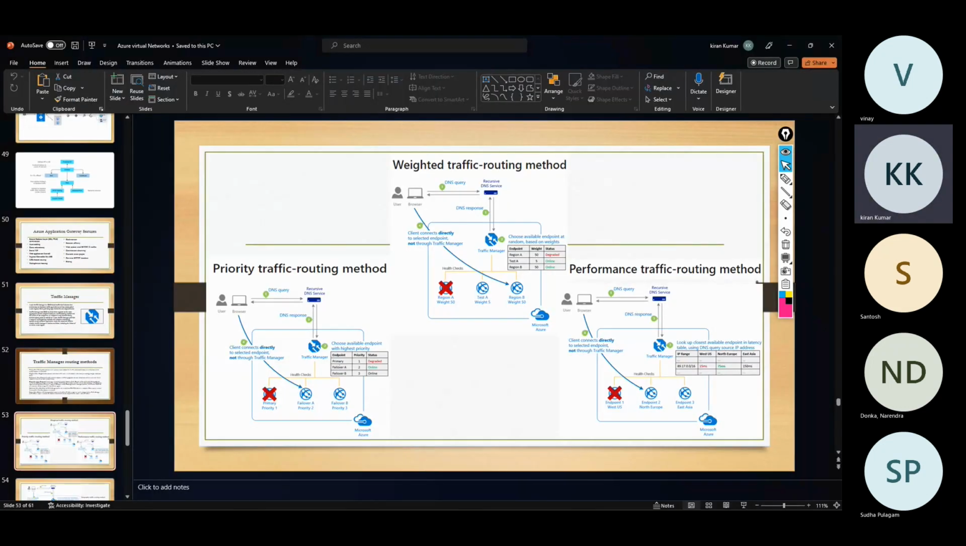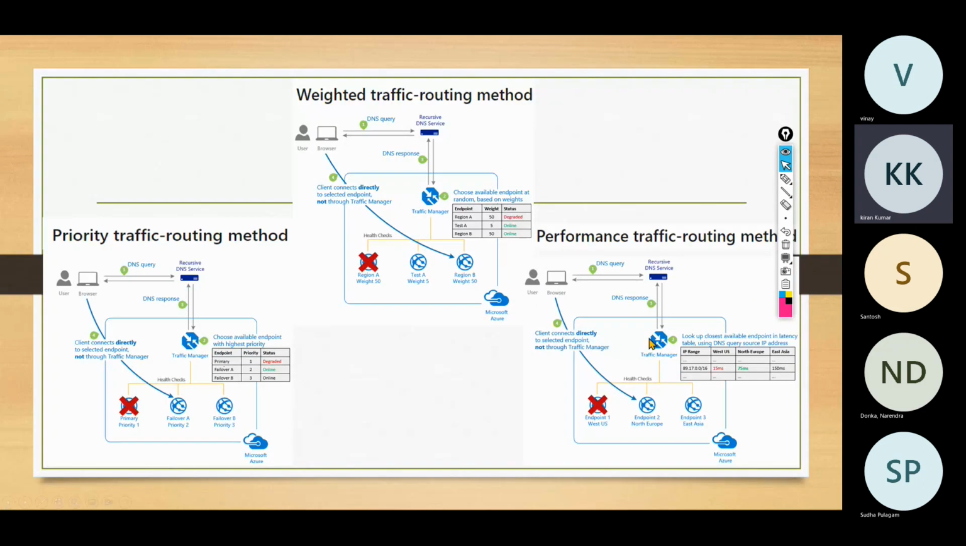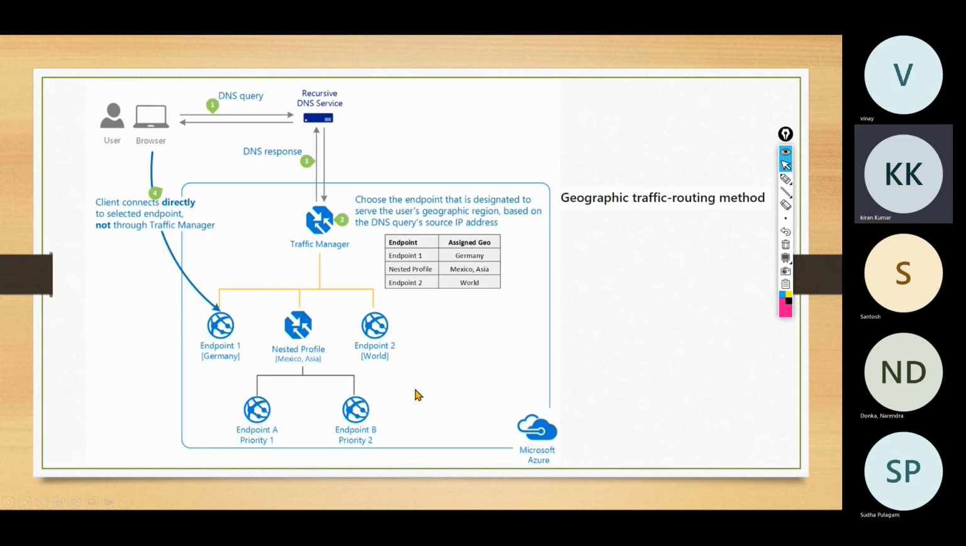Traffic Manager will understand this in the same way. Based on which location the user is from, it will route the traffic to the nearest endpoint according to performance and latency. Understood? That is the performance routing method. And another one is the geographical routing method, which means region-wise.